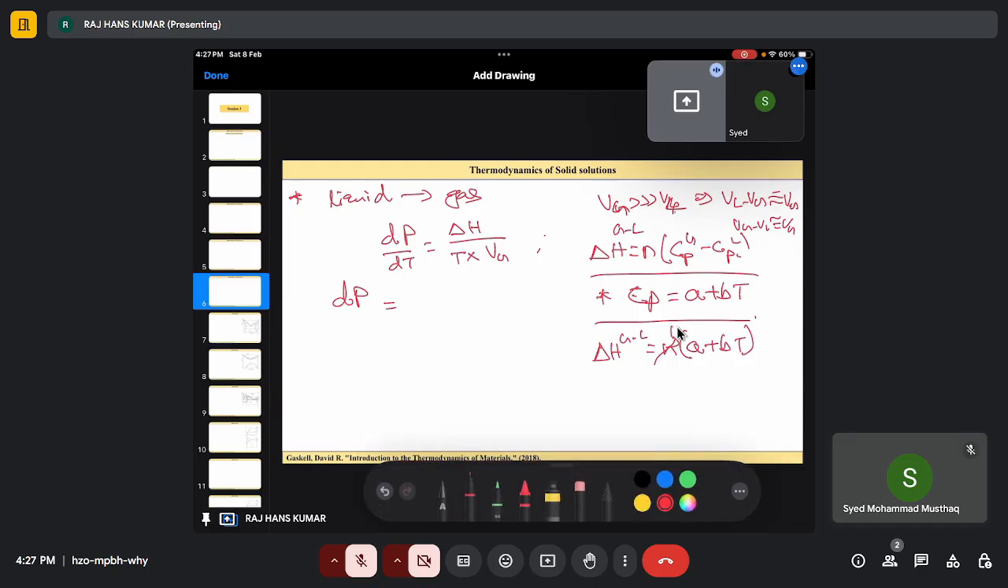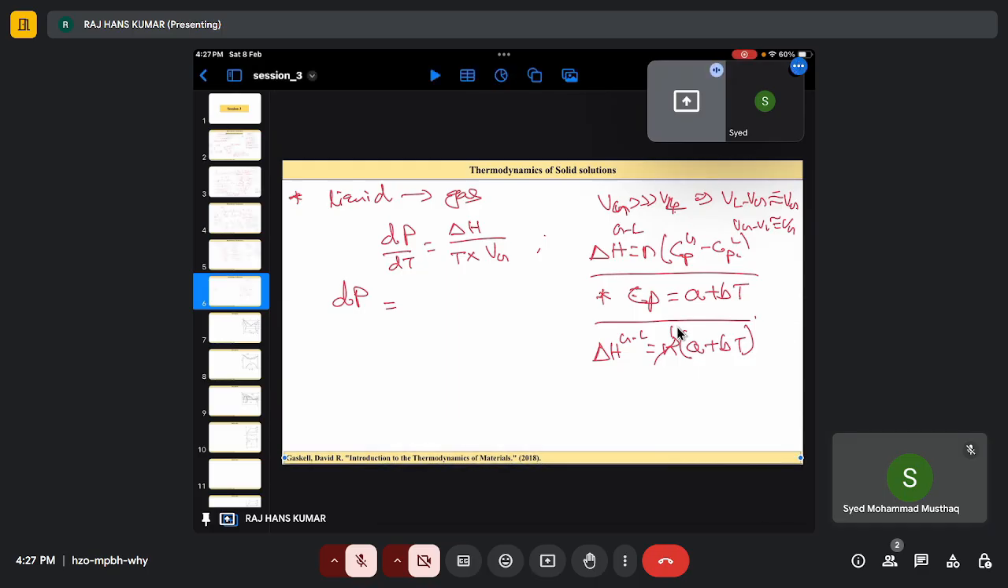So let's say delta H equals A plus BT, right? So yeah, let's say n equals 1, then dH equals n Cp dT. This is the relation, right? So from this we came to this.